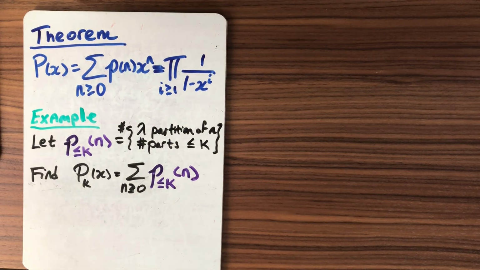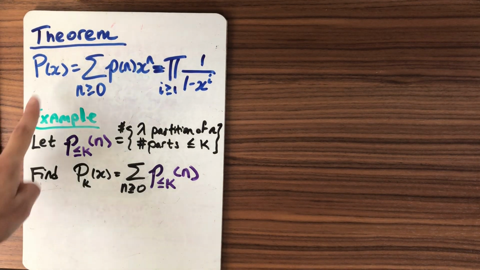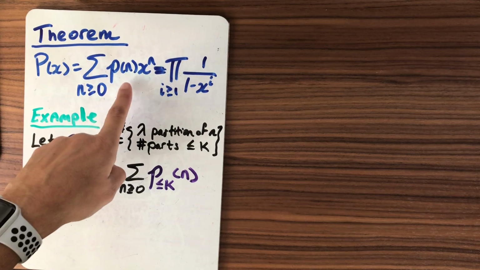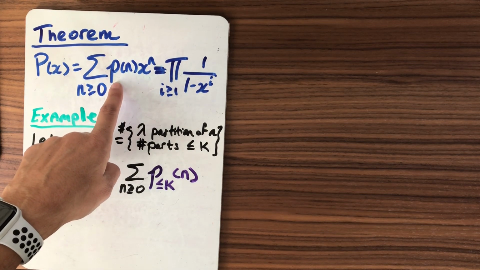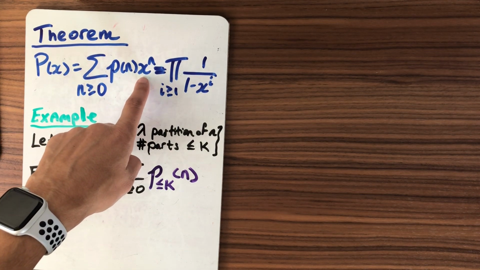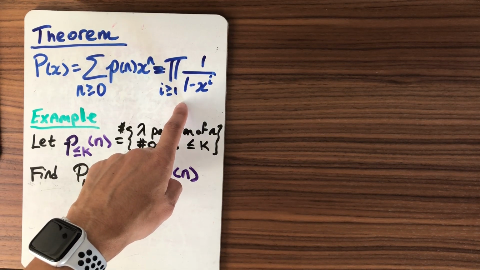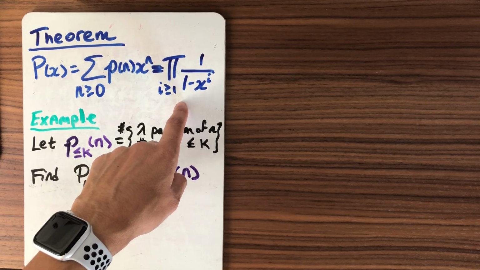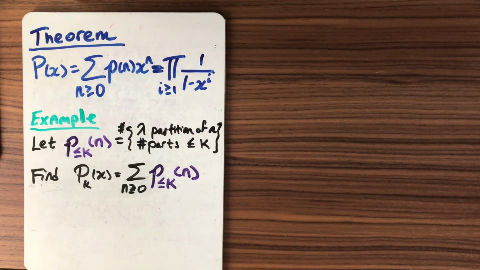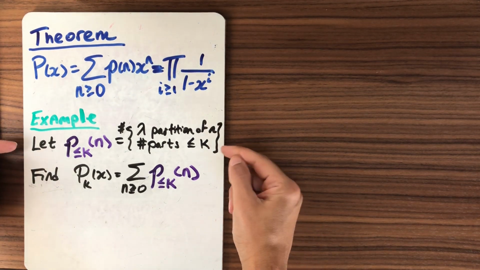Continuing our conversation about the partition generating function, which is p of x. By definition, it counts integer partitions in an ordinary generating function, and we found that it's equal to the product over all i greater than or equal to 1 of 1 over 1 minus x to the i. So this is an infinite product, which is kind of tricky to work with. Let's think about a variation of this.